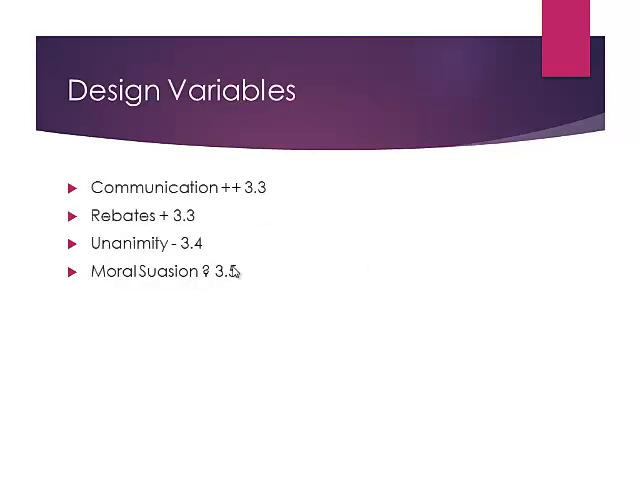Design variables, communication helps a lot. Rebates, I don't know what that is. I think it's just like returning, you're paying back your contribution. It helps. Unanimity, if you ask that people should agree in order to come to agreement, that doesn't help because unanimity is hard to reach.